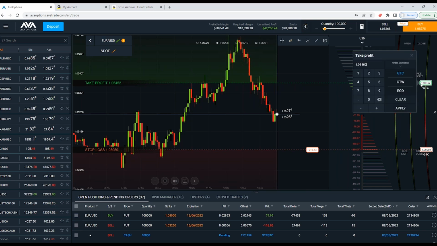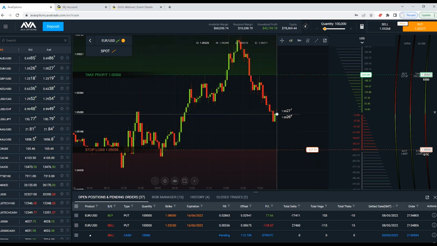I can double click and type in my exact level. I want to put in a take profit at 105.50, good till canceled, good for the week, good until the end of the day, apply. So if I exercise this trade, if the market hits 105.50, I'm going to sell, I'll make $220 profit.